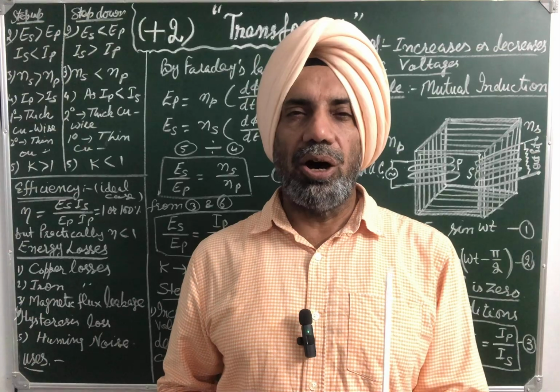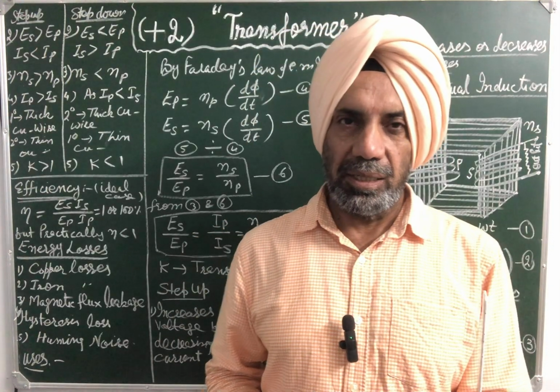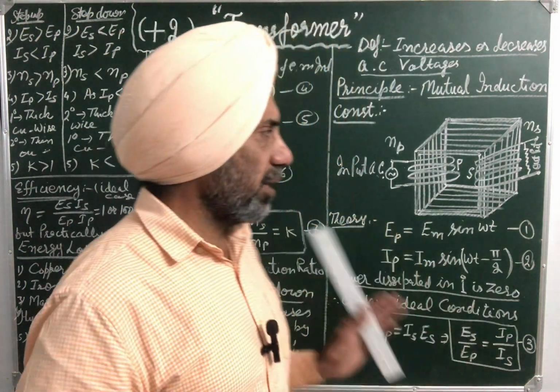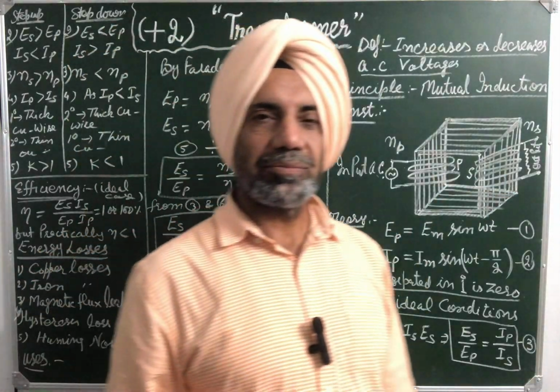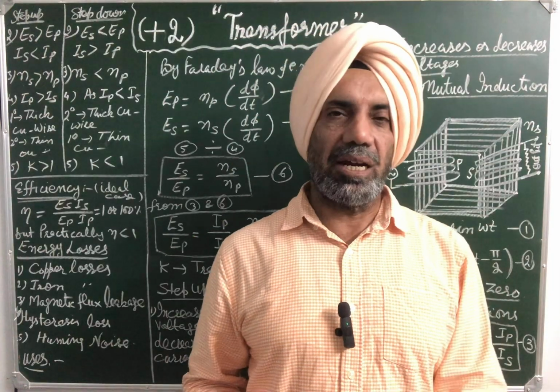A transformer works on AC. Note, a transformer doesn't work on DC, because DC will be constant, it will not change. It is based upon the principle of rate of change of magnetic flux. That's why a transformer is used in AC circuits only.